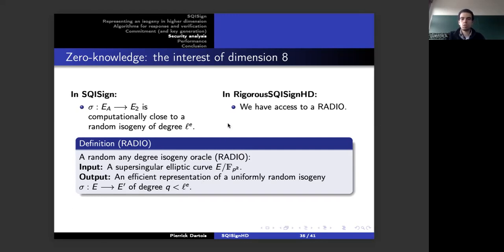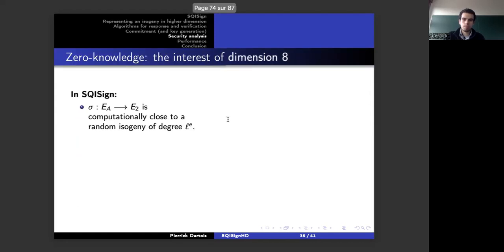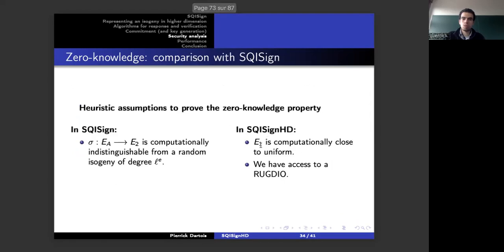And since we don't care about making it practical in dimension 8, we can use inefficient algorithms, which are still polynomial time, but not as efficient as the previous ones, for the generation of the commitments. And with those algorithms, we get rid of the heuristic assumption on E1, actually.